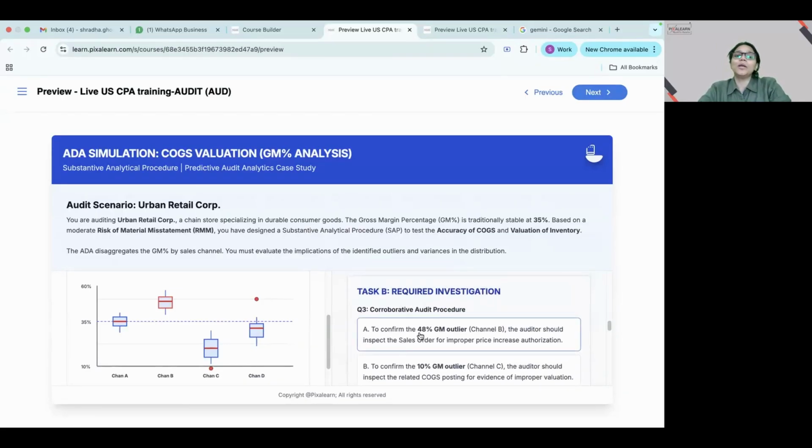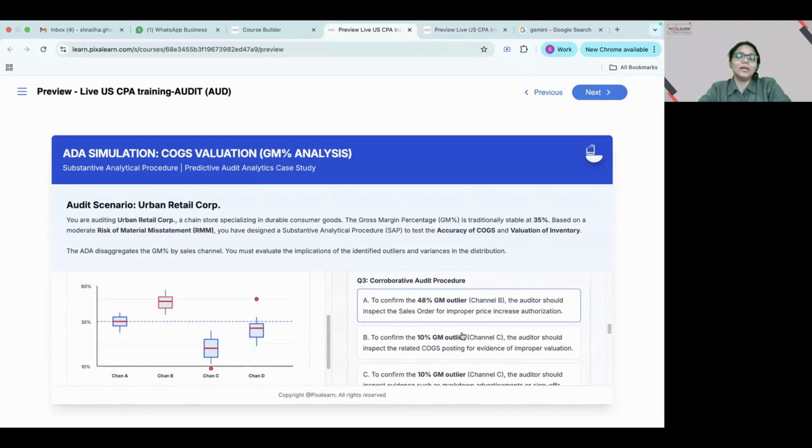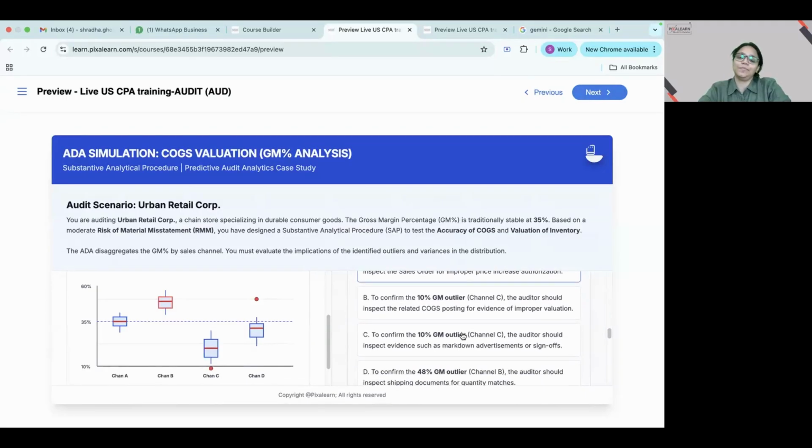Okay, is the first one correct? Would you do that? If you want to confirm that this is, so we know that there is no outlier in channel B. There is no outlier in channel B. So I know inherently A is an incorrect answer.